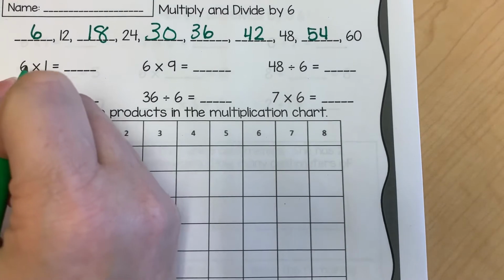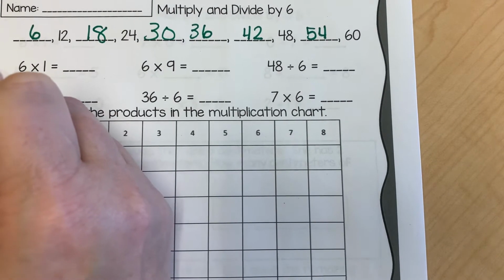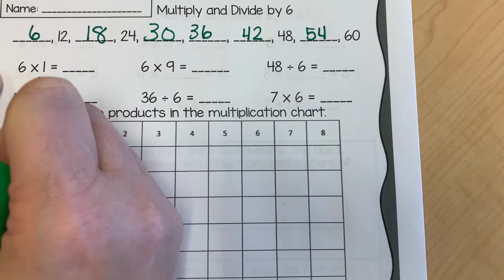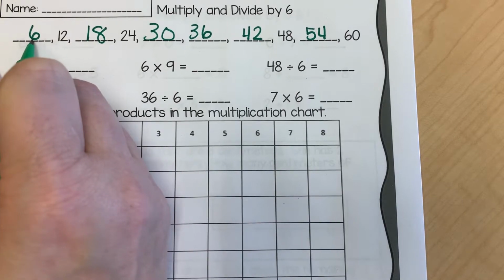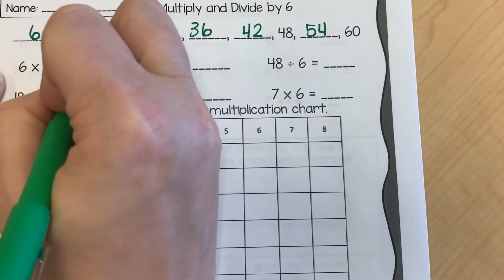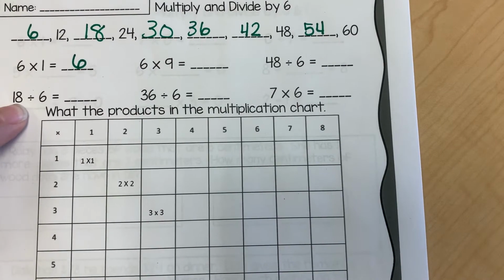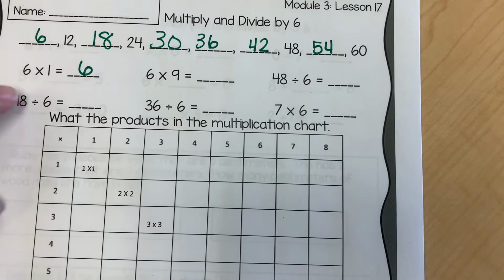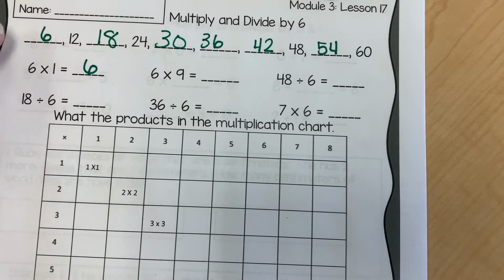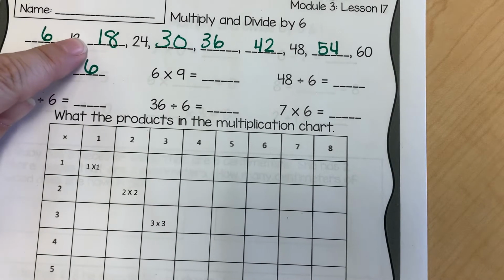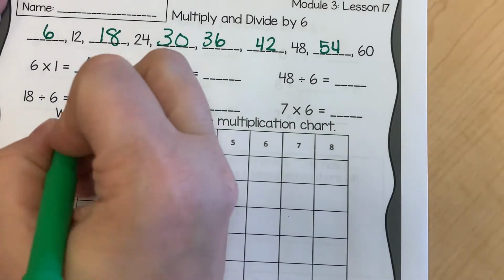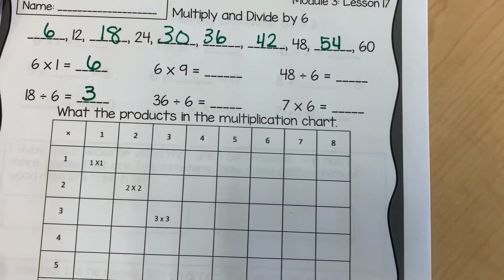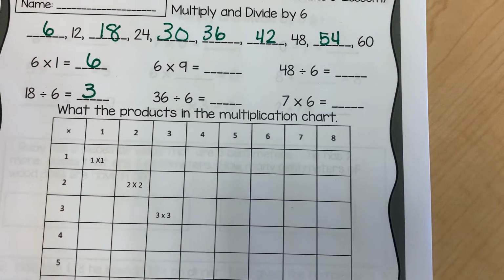So 6 times 1, remember, we're counting by 6s, so we're going to go to the other number, whatever the other number is, 1. So we go 1 over, and 6 times 1 is 6. For 18 divided by 6, we don't have to worry about the 6 because that's what we're counting by. How many jumps does it take to get to 18? 1, 2, 3 jumps to get to 18. So 18 divided by 6 would be 3.